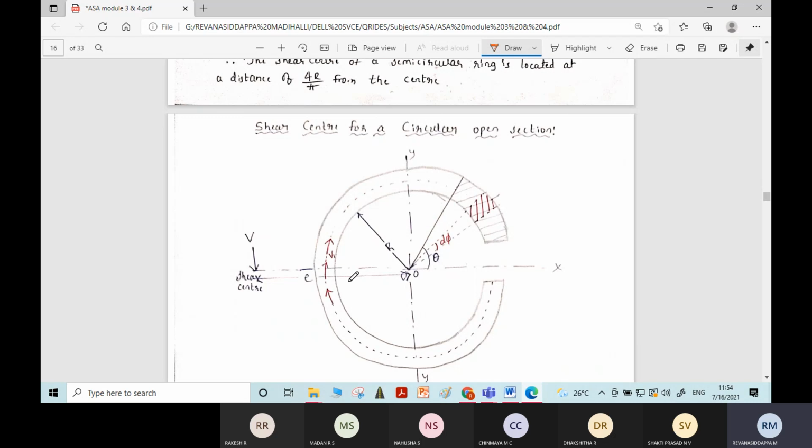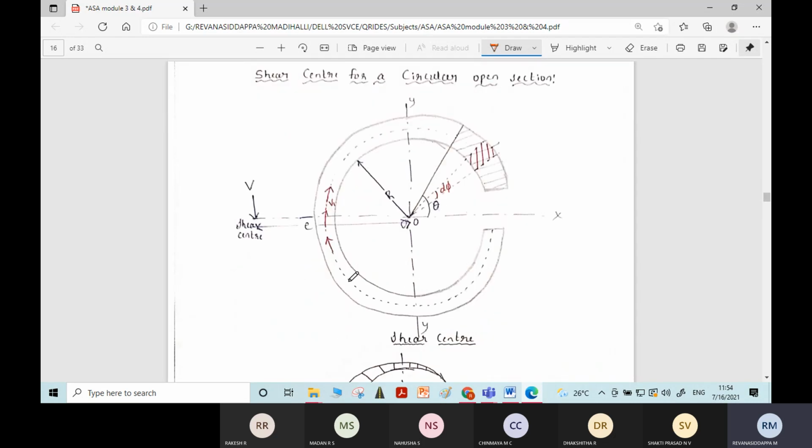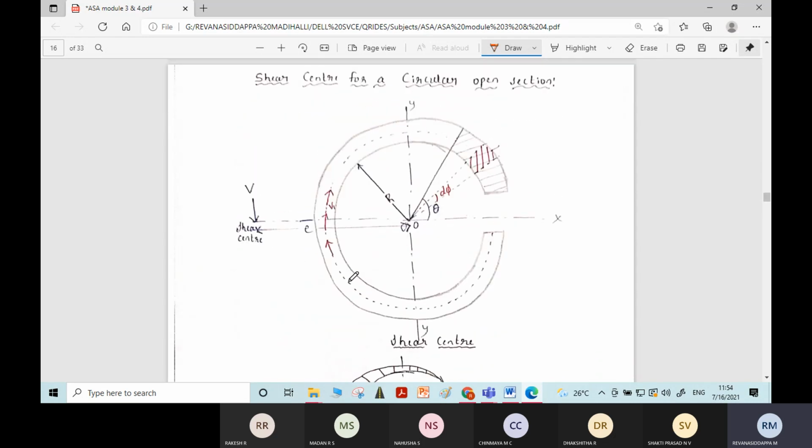Similarly, the same procedure is followed for the circular open section. What is the procedure?